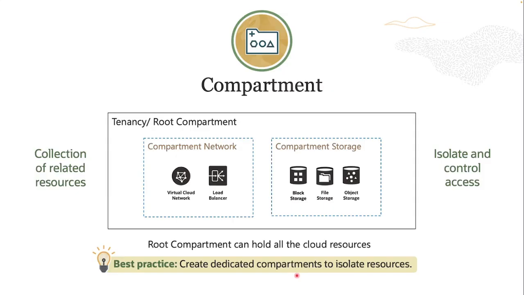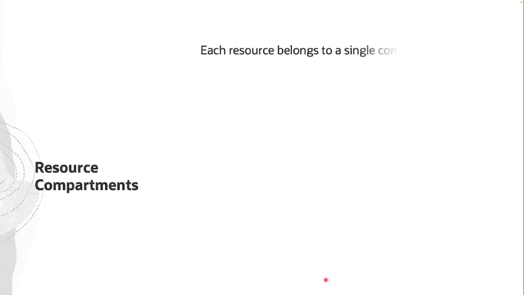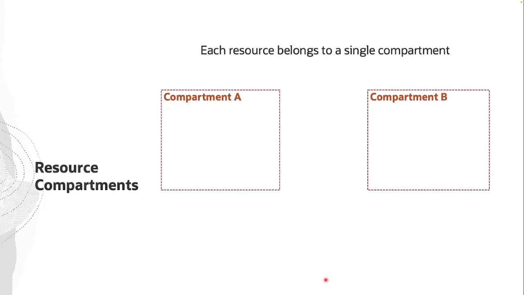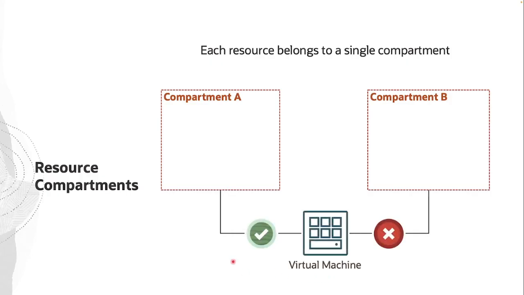The first one is related to the resource compartment, where each resource belongs to a single compartment. That means a resource cannot be in multiple compartments at the same time. For example, this virtual machine can be placed in compartment A but cannot be placed in compartment B simultaneously. So it is clear that every resource must belong to a specific compartment.